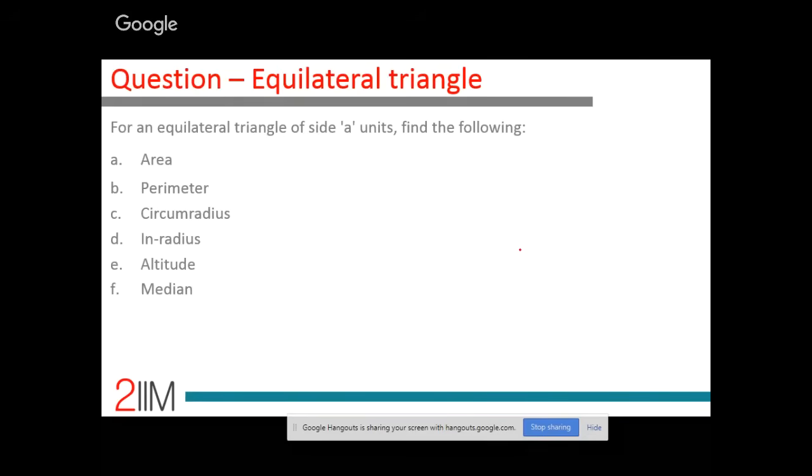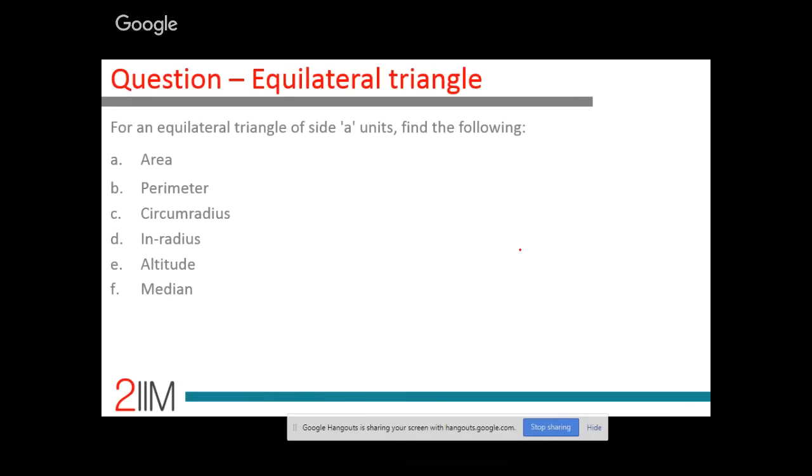For a special triangle, we'll discuss all of these. If you have an equilateral triangle of side a, we want to find all of these. I'm going to jump in and discuss all the answers first. Equilateral triangle of side a, area √3/4 a squared.